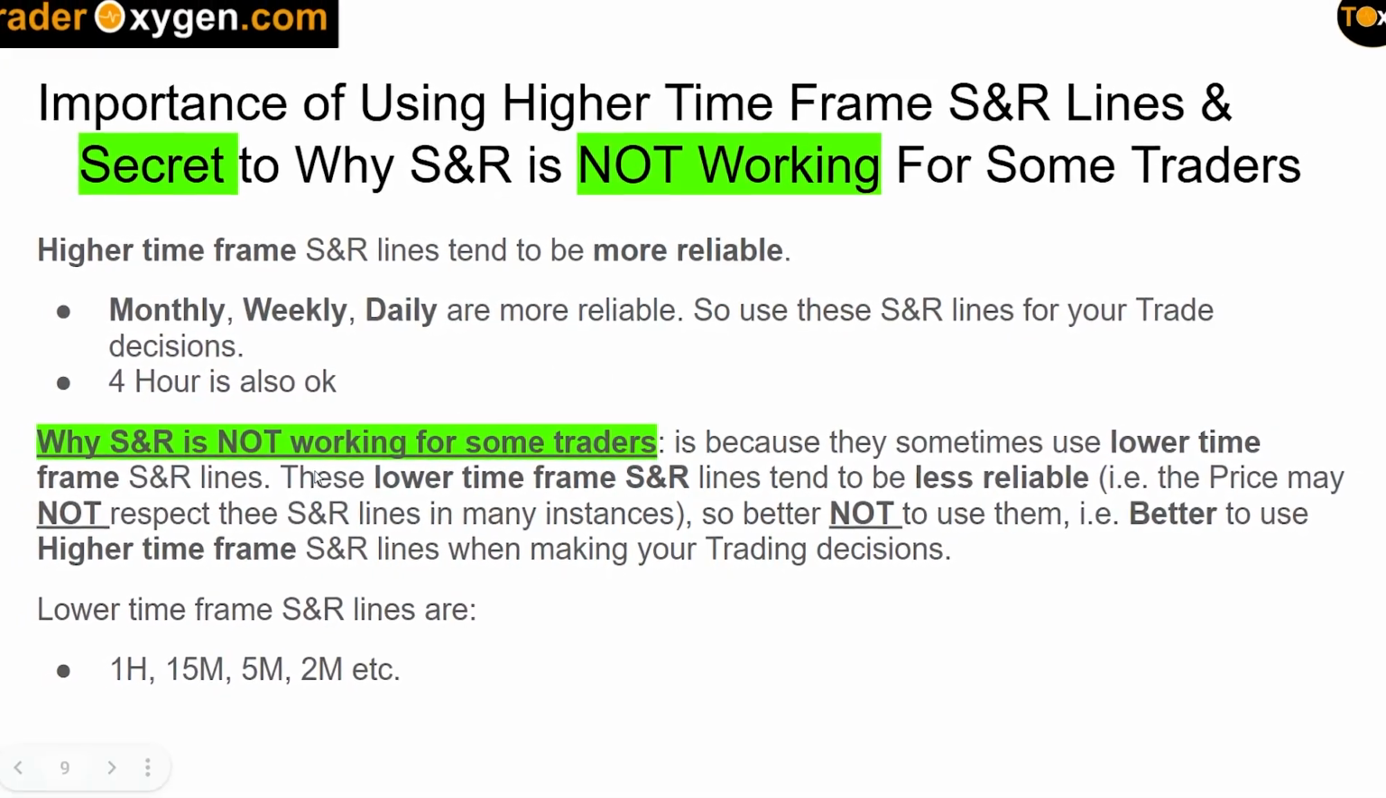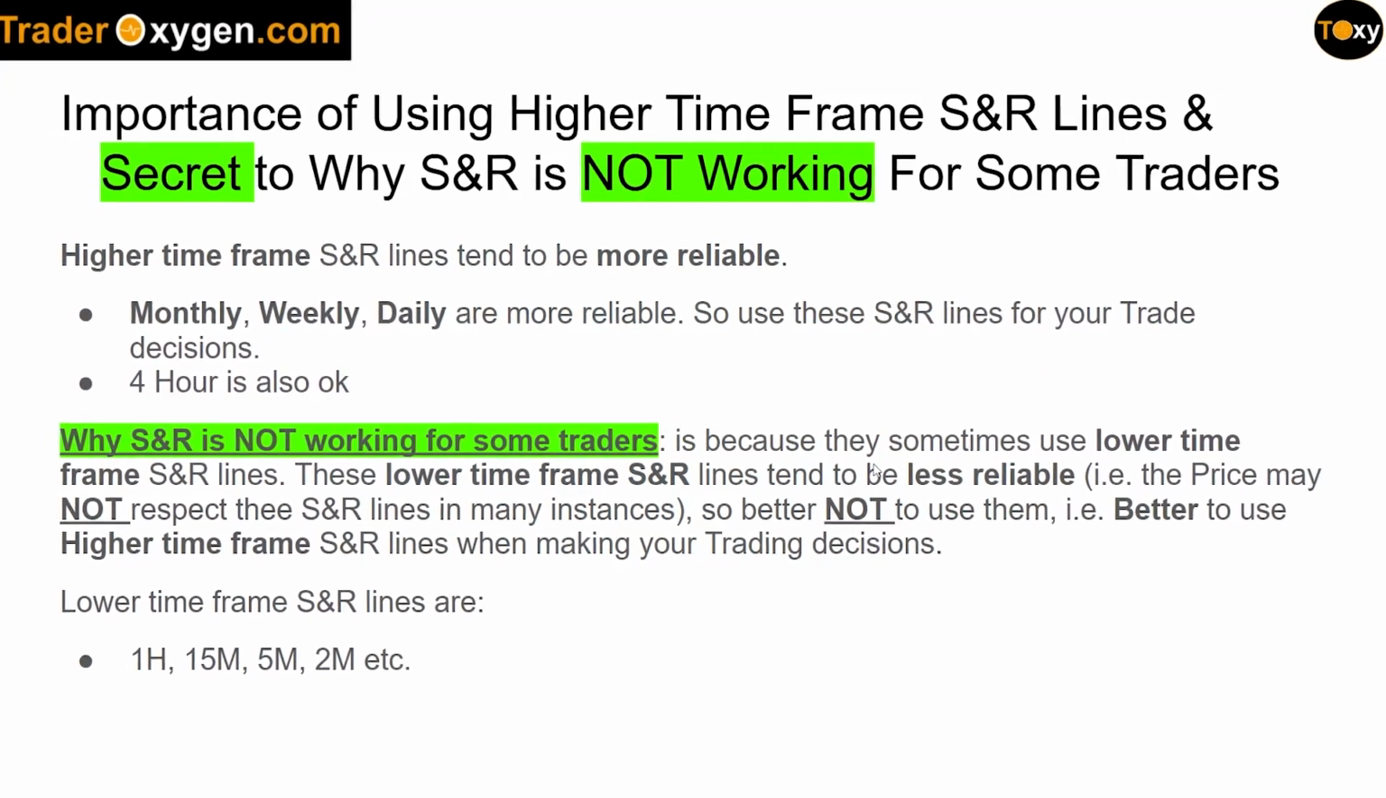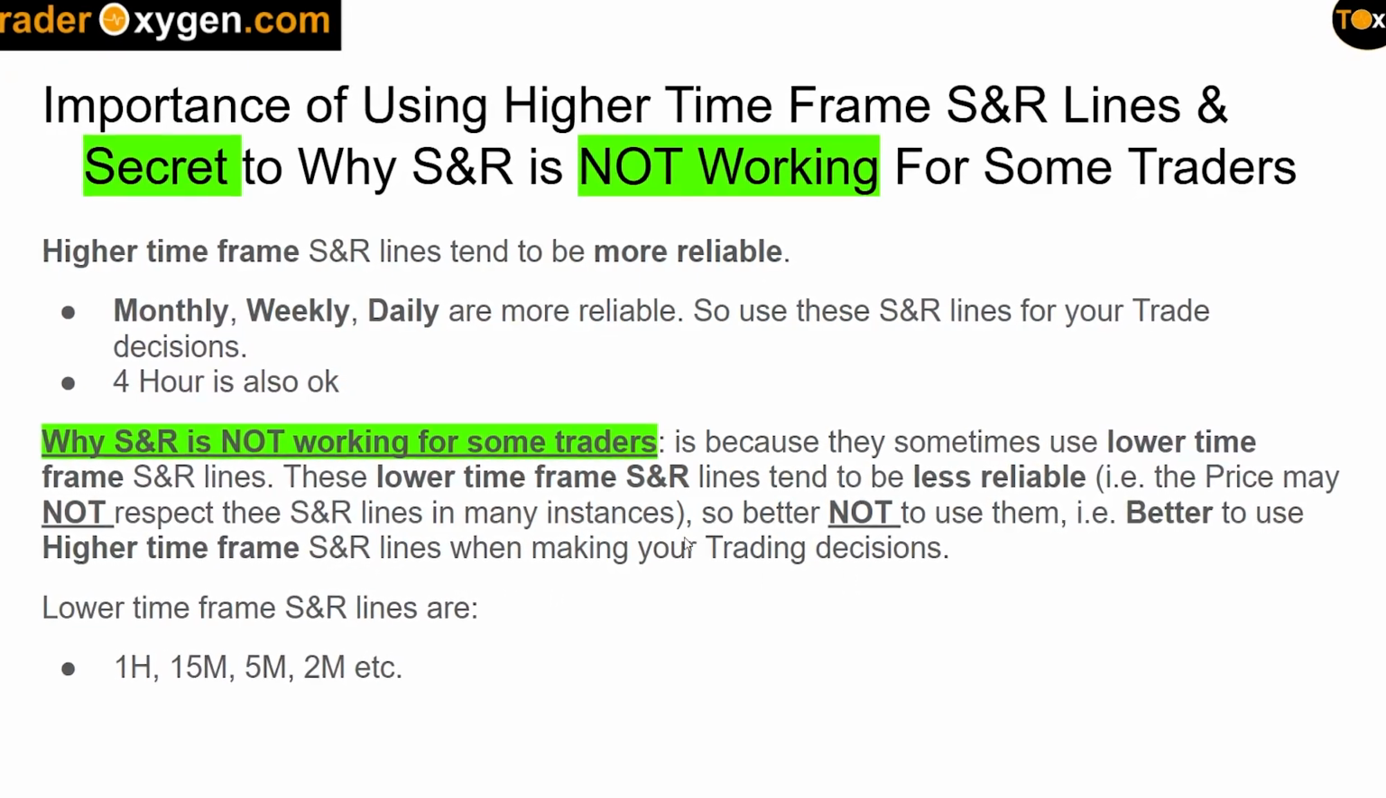Now the problem of these lower time frame support and resistance lines is they tend to be less reliable, meaning they work sometimes and they may not work on many instances. The price may not respect these lower time frame support and resistance lines in many instances compared to higher time frame support and resistance. So it's better not to use the lower time frame support and resistance, and it's better to use higher time frame support and resistance lines when you make your trade decisions.